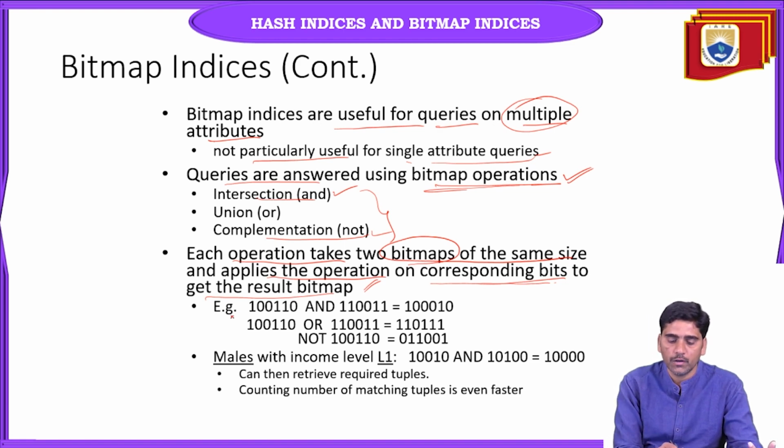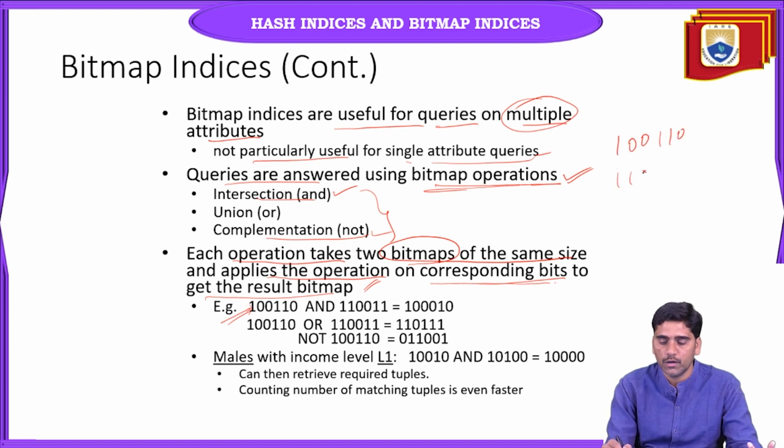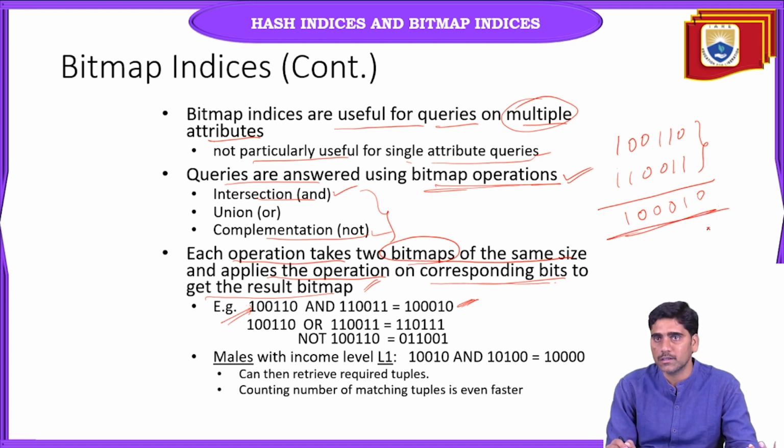See the example: if we take 100110 and 110011, and perform the AND operation on these two bitmaps, we get 100010 as the result bitmap. How do we get it? Bit by bit: 1 and 1 is 1, 0 and 1 is 0, 0 and 0 is 0, 1 and 0 is 0, 1 and 1 is 1, 0 and 1 is 0. That is how we get the result bitmap.